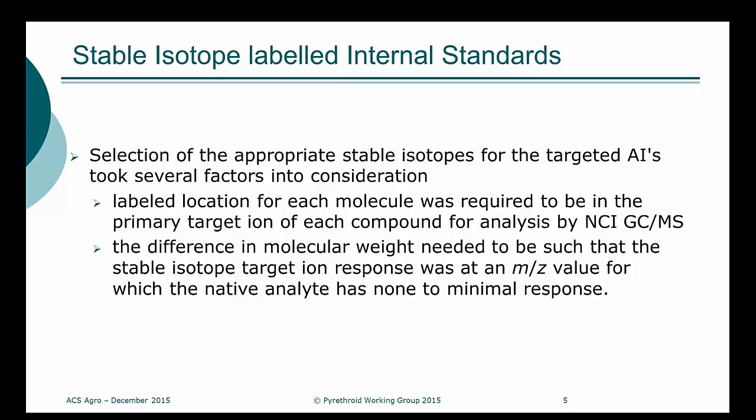So in order to appropriately select the targeted AIs, we took a couple of factors into consideration. Number 1, we needed to locate the position on the molecule of the primary target ion of each compound for analysis, so we had it in the detector, the leaving group. We wanted to make sure we had the stable isotope moiety. The difference in the molecular weight also needed to be such that the target ion was at a mass value for which the native had none to minimal response.